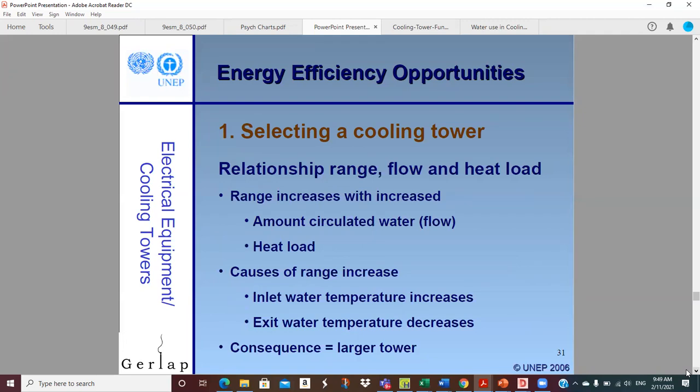Selecting a cooling tower: relationship of range, flow, and heat load. Well, range increases with increased heat load, certainly. If you have a given flow and you're going to dump more heat, you're going to have a bigger delta T. Amount of circulated water flow: if we increase the heat load on a system, we may have to increase the water flow.